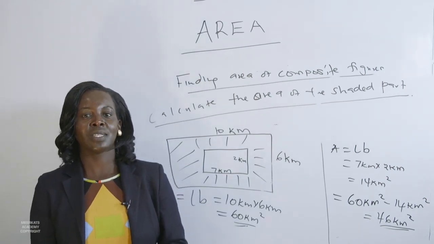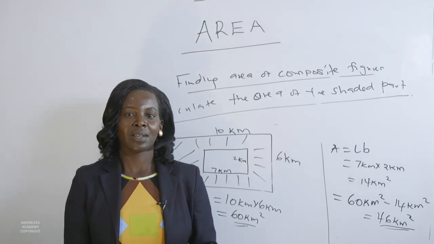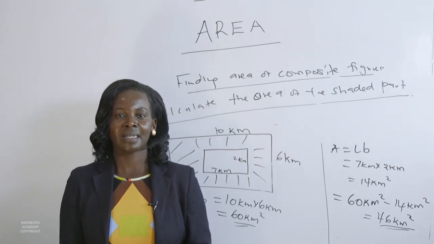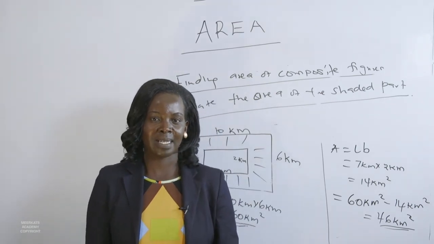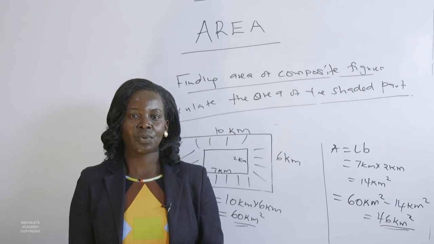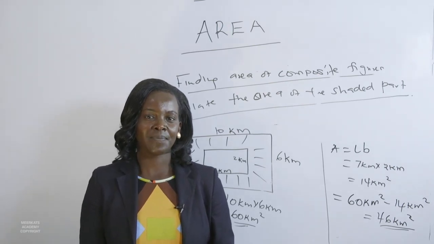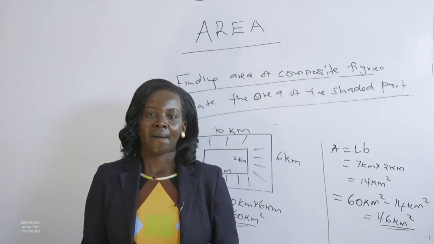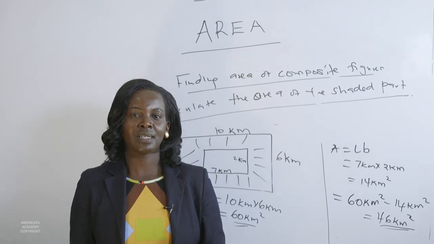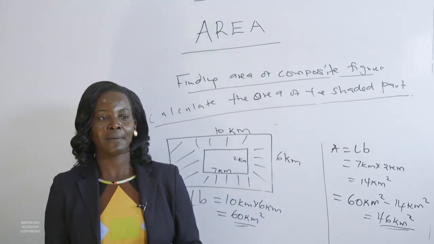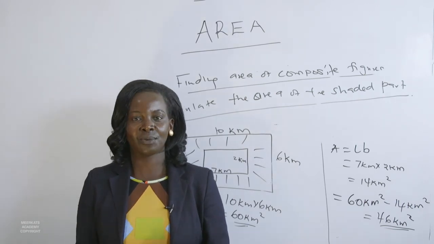But because for area we are using square units, we will measure using square kilometers, square meters, square centimeters, and square millimeters. We have tried to look at how to convert one unit to the other, and we realized that if you are converting from a larger unit to a smaller unit, you multiply. And if you are converting from a smaller unit to a larger unit, you divide.